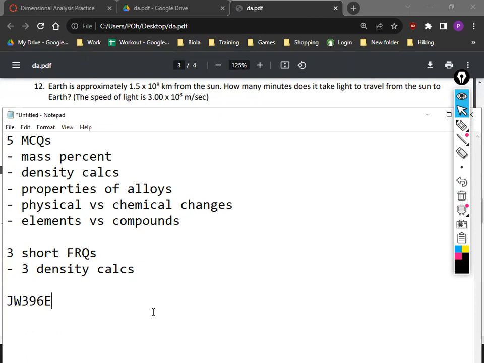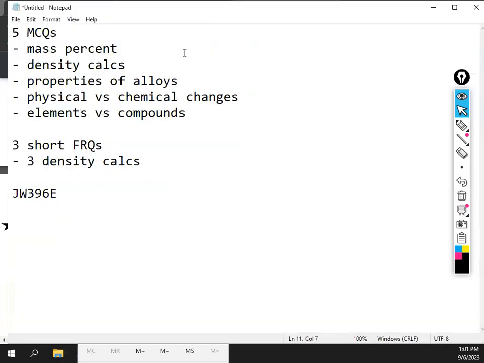So my College Board class code is that right there. JW396E. And again, throughout the entire year, on the AP Classroom, there's a lot of questions by topic that you can look up and work on.